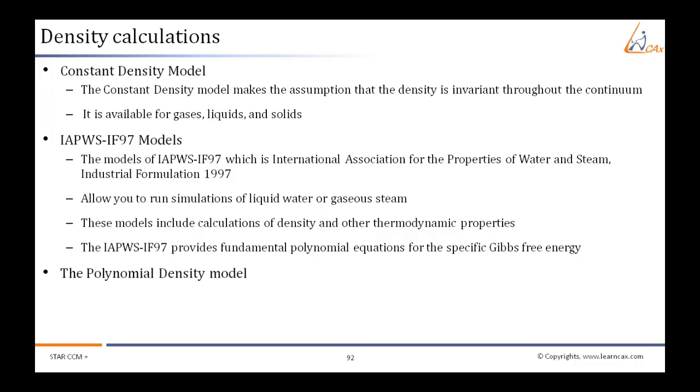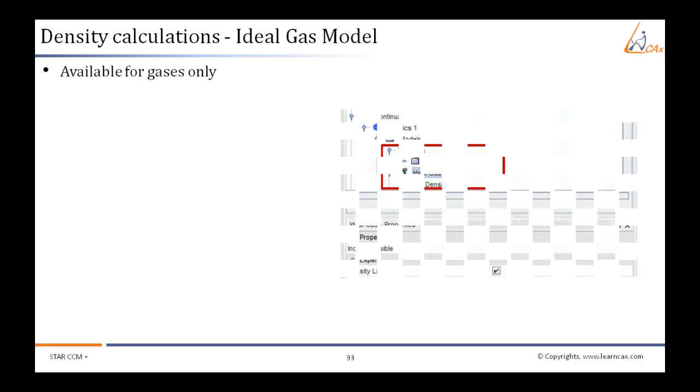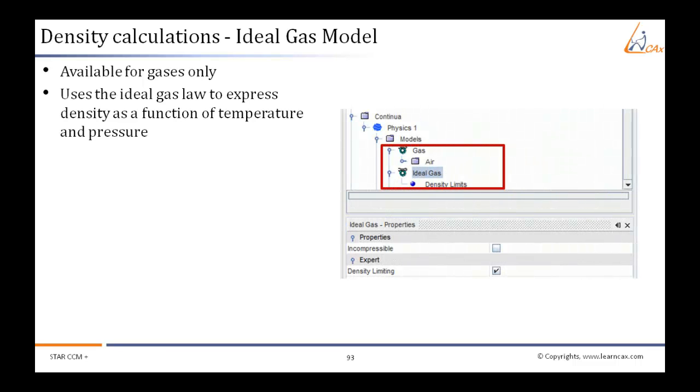The polynomial density model makes the assumption that the density is a function of temperature only and is available for gases, liquids, and solids. The ideal gas model is available for gases only. It uses the ideal gas law to express density as a function of temperature and pressure.